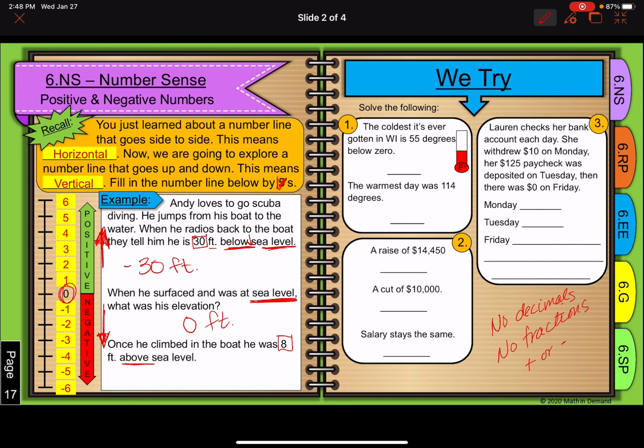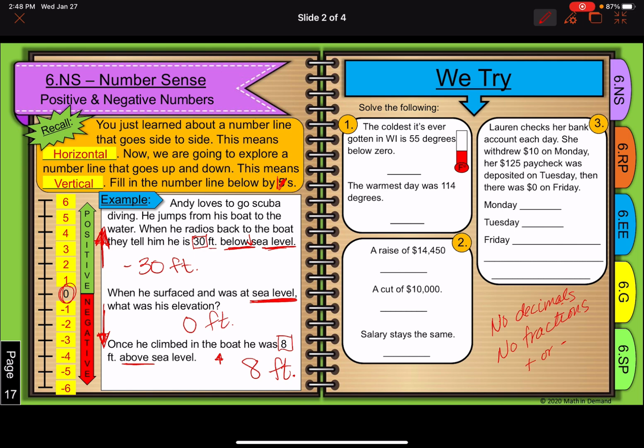Above in this case telling us that it was up, so in this case it was 8 feet, and we just leave it as 8. We don't put a positive sign in there at all. Okay, so let's go ahead and take a look at the next situation. We have 3 that we're going to try together.